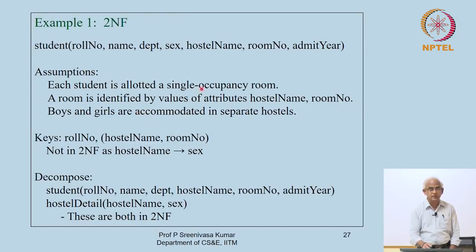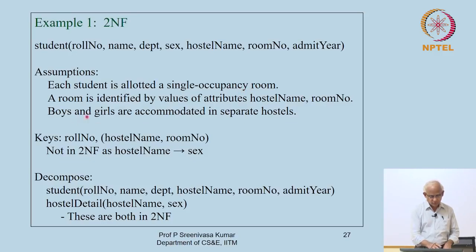So each student is allotted a single occupancy room, okay, and each room is identified by values of these attributes, hostel name and room number, and boys and girls are accommodated in separate hostels. These are the assumptions. So with that we will actually get two keys for this. Roll number is a key, no two rows in this particular table will have the same roll number. Hostel name, room number also is a key, because each student is allotted a single occupancy room.